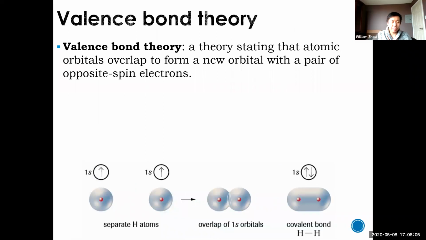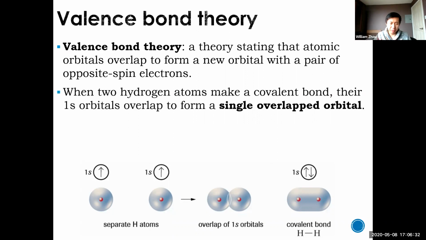All right, so how do we make bonds? Well, first we have to learn the valence bond theory. This simply says that to make a bond, the orbitals of the atoms will overlap with each other. So if you have two orbitals, they will come together and overlap, and you form a new orbital with two electrons in it, and they will have opposite spins. This is illustrated by the figure on the bottom.